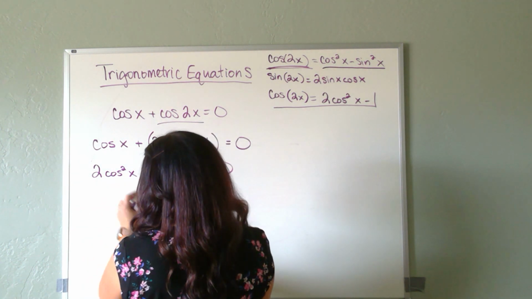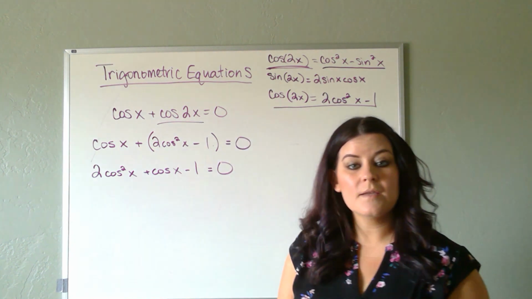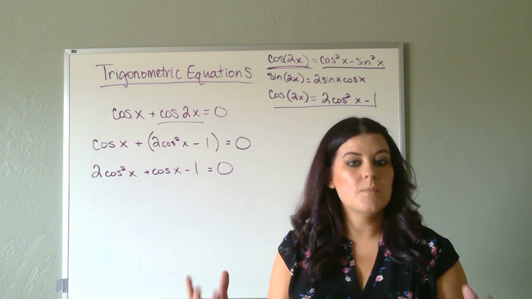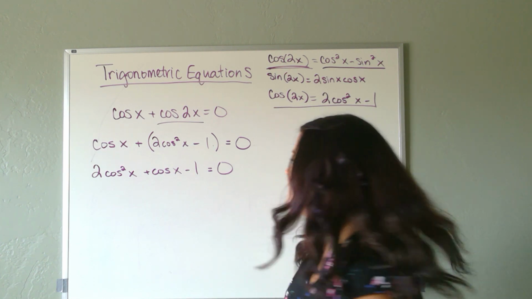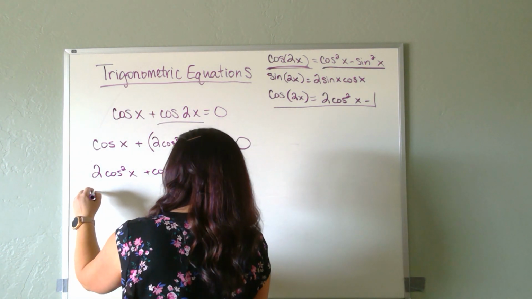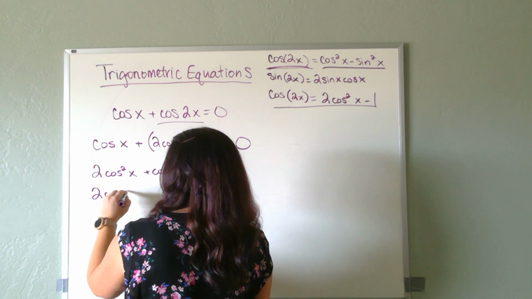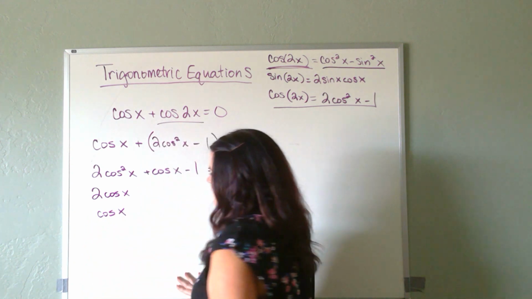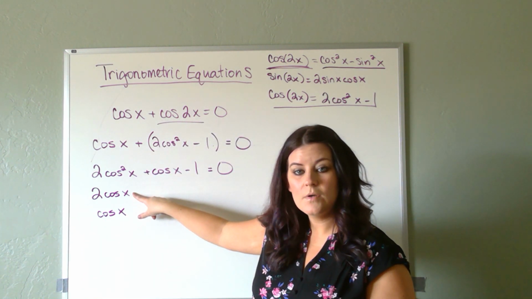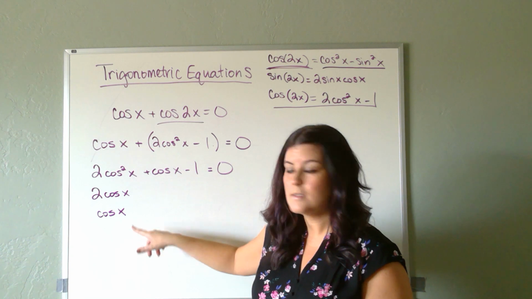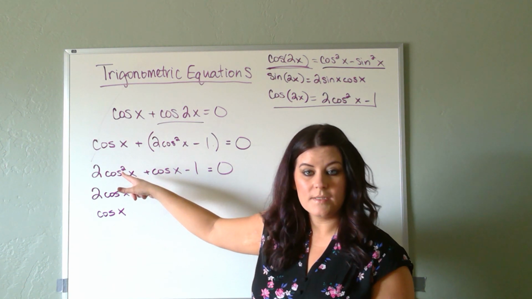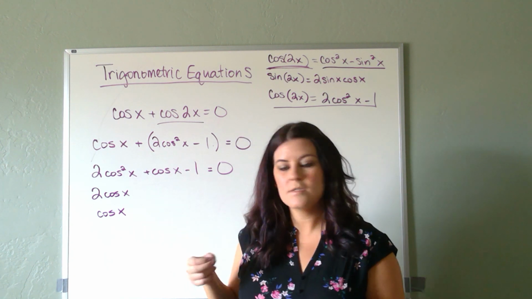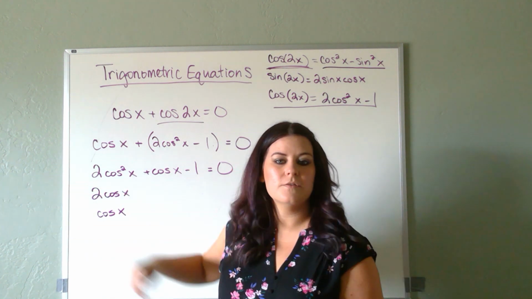So I've got 2 cosine squared x, and I need to think about factors. In other words, what 2 things could multiply to make that, right? I could break this up as 2 cosine x times 1 cosine x. If you multiplied 2 cosine x times cosine x, you would get 2 cosine squared x. So I found 2 factors of the first term, and I just write them under like that.